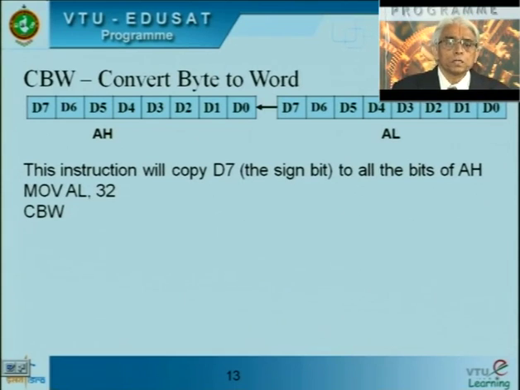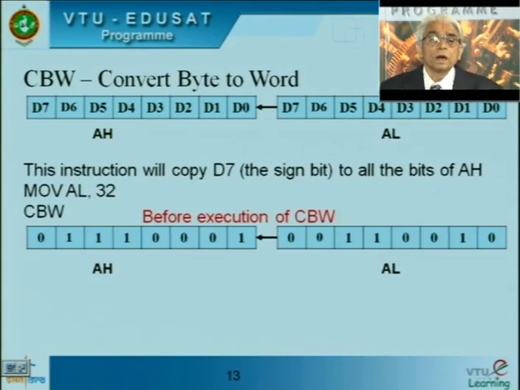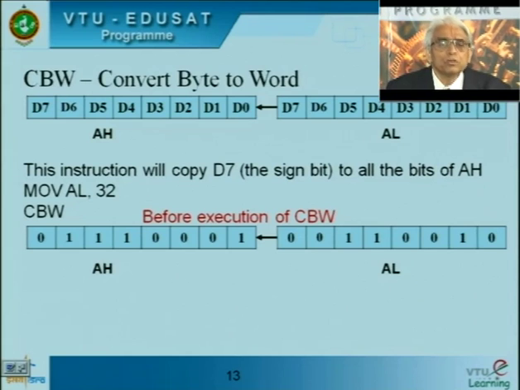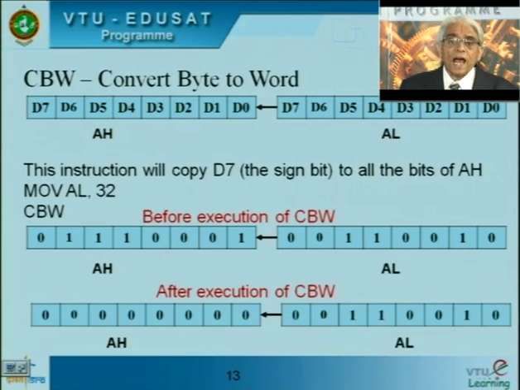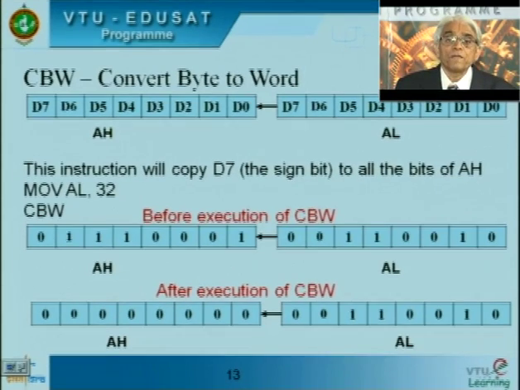Move AL equal to 32, and we give convert byte to word. Before the execution of the instruction, we put 32 hexa, that is 00110010, into the AL register, and we assume that AH has some particular value which we are not bothered about before the execution. After the execution of the instruction CBW, the 0 is carried over to the AH register, and all the bits of AH are made equal to 0, as a result of which we can perform the required operation without any problem, and we will not get any error.